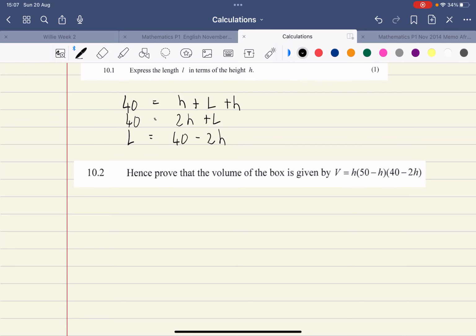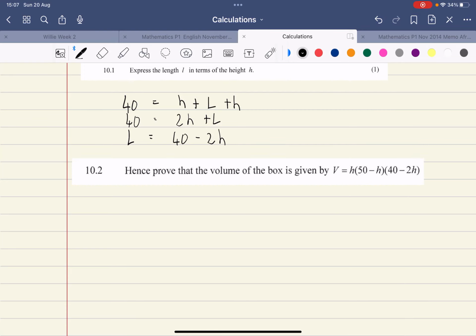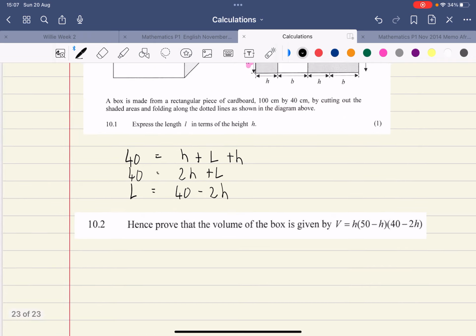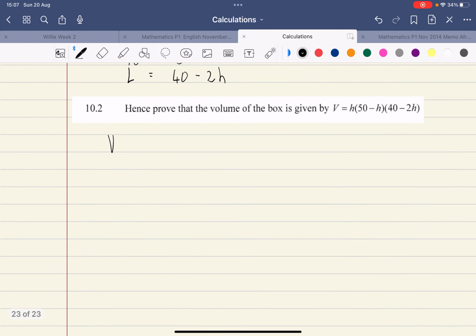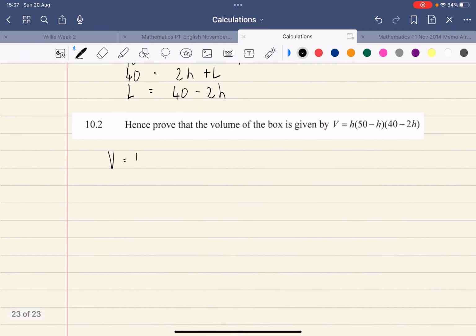Question 10.2. Hence, prove that the volume of the box is given by V equals H times (50 minus H) times (4 minus 2H). So first, let's recall what the formula for the volume of a rectangular prism is. Well, that would be the length times the breadth times the height.